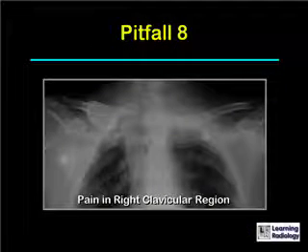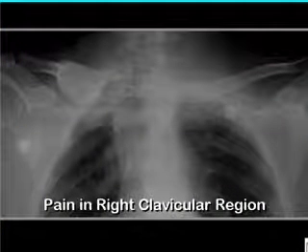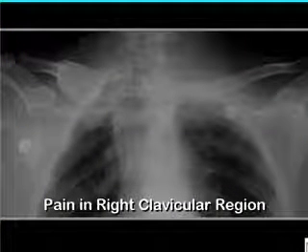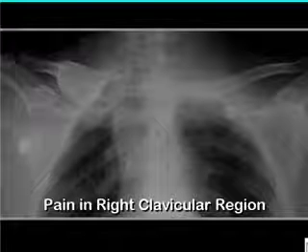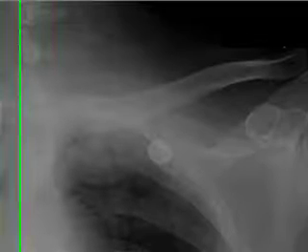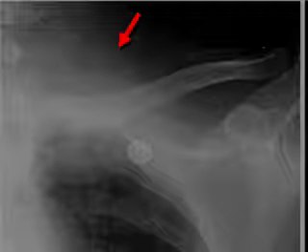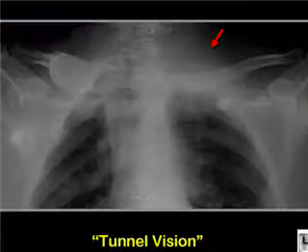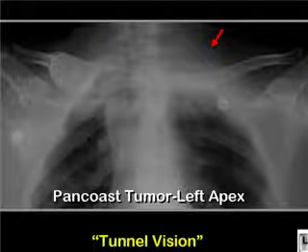Here's the next example. This is the upper half of a chest x-ray in which the patient was complaining of pain in the right clavicular region. What do you think? Well, if you saw this large exuberant callus formation, you would have noticed that there in fact is a healed fracture of the right clavicle. But what's more important is that on the left side, the opposite side, there's complete destruction of the left first and second ribs, and there's a soft tissue mass in the apex of the lung. This is a malignancy. This is a Pancoast tumor at the left apex.